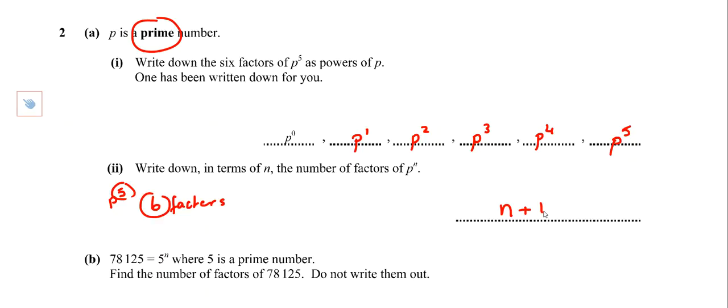P to the power of 8 has 9 factors. So we've got n plus 1 factors. Is that all making sense so far? Can you see how it's leading you through step by step? Gets trickier.